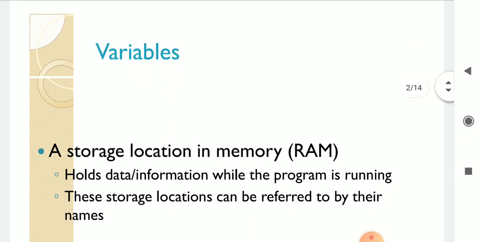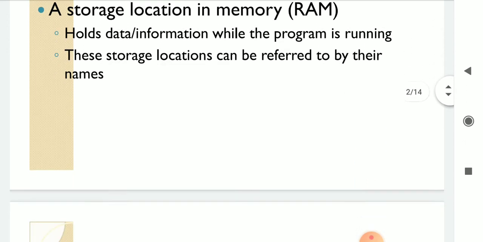A variable is a container where you can hold values, because when you are writing programs in any programming language, you have to use variables. A variable is a storage location. When the program runs, this storage location is placed in the random access memory. It holds data and information while the program is running. These storage locations can be referred to by their names, so every variable has its own specific name.